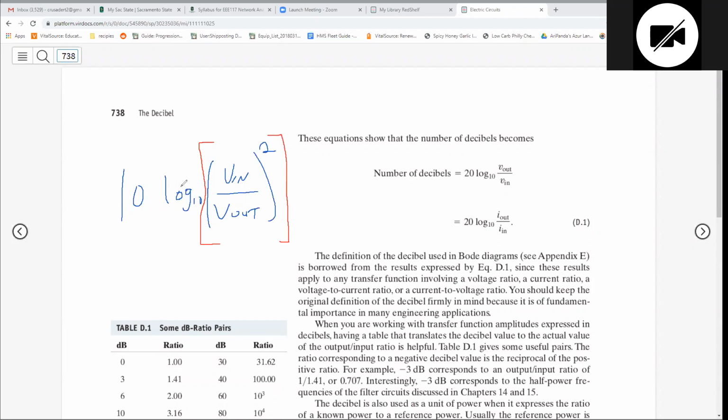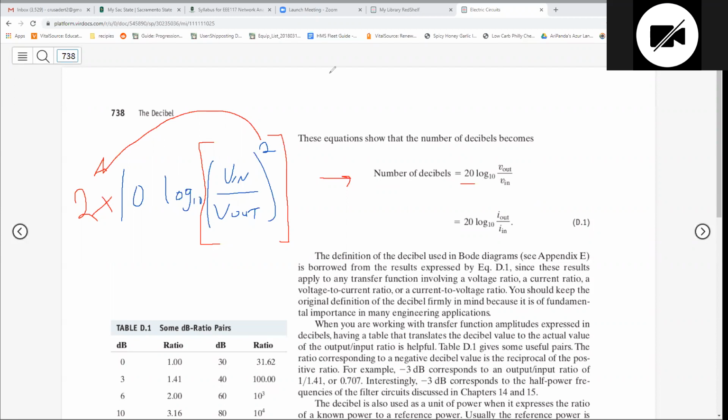Now, what are the rules with log? When you have something inside the log and then you put an exponential, you can always take the exponential out and put it in front as a multiplication. That's the rule of log. And that's what they did: they got rid of the square term, put it in front, and that's where we get 20 log 10 of V out over V in.